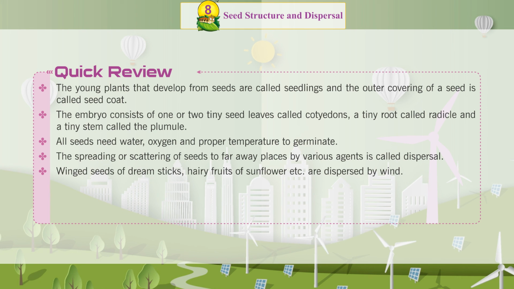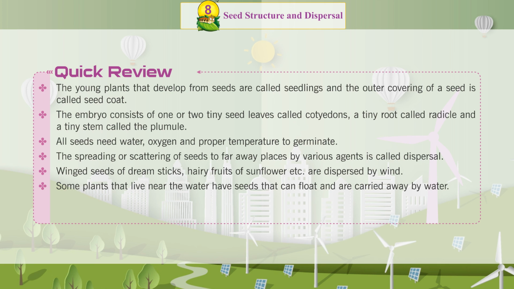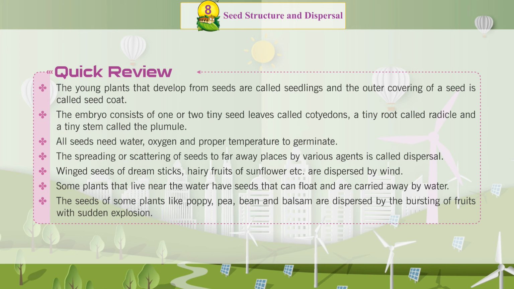Winged seeds of drumsticks, hairy fruits of sunflower, etc. are dispersed by wind. Some plants that live near the water have seeds that can float and are carried away by water. The seeds of some plants like poppy, pea, bean, and balsam are dispersed by the bursting of fruits with sudden explosion.